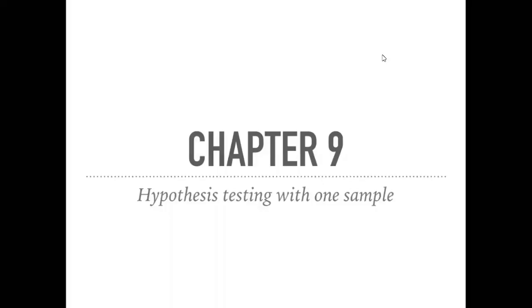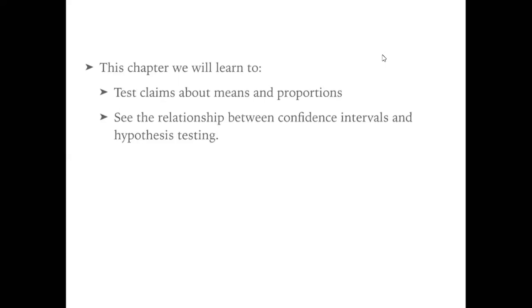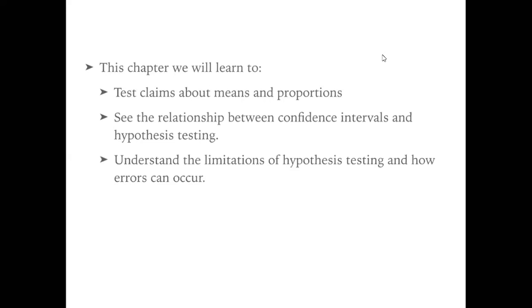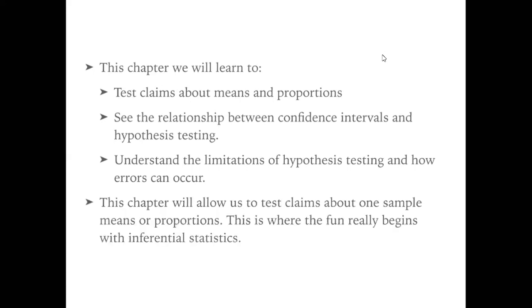Chapter 9 is all about hypothesis testing with one sample. So in this chapter, we're going to learn how to test claims about means and proportions. We'll see the relationship between confidence intervals from our last chapter and hypothesis testing in this chapter. We will understand the limitations of hypothesis testing and how errors can occur. And this chapter just allows us to test claims with one sample means or one sample proportions.